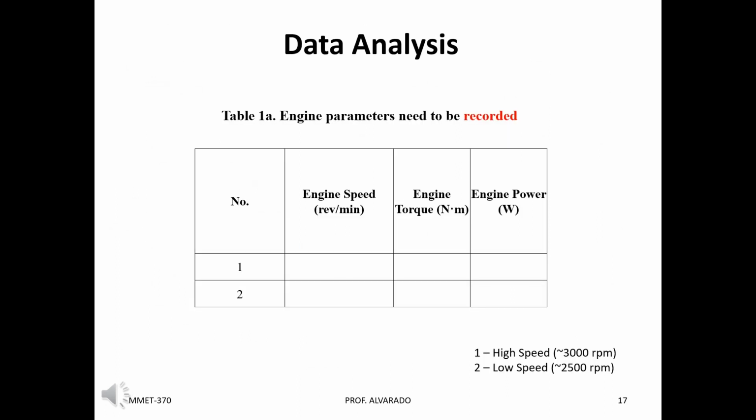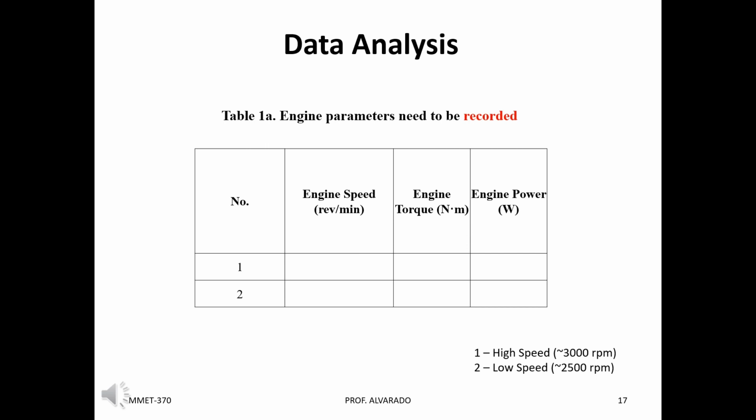During the experiment, students will monitor the real-time parameters at two different conditions. Number one, first we'll run the gasoline engine at high RPM, around 3000 RPM, and students will monitor and record all the engine parameters. Then in the second step, number 2, we'll reduce the RPM and run at around 2500 RPM, and then they will repeat the same step of recording all the parameters.